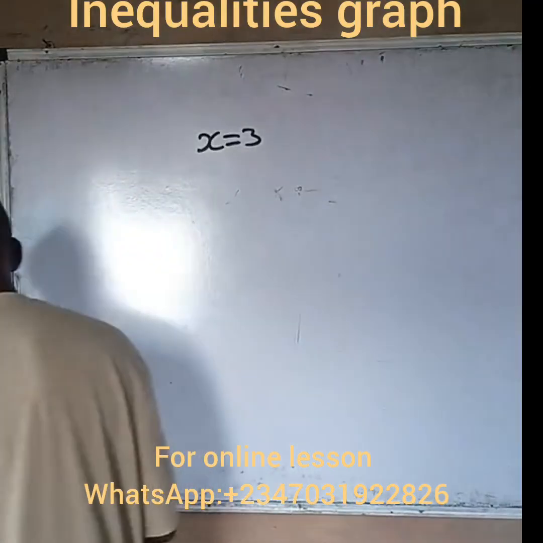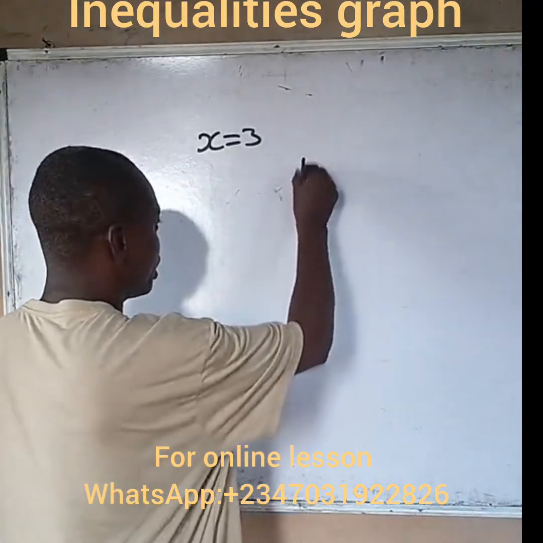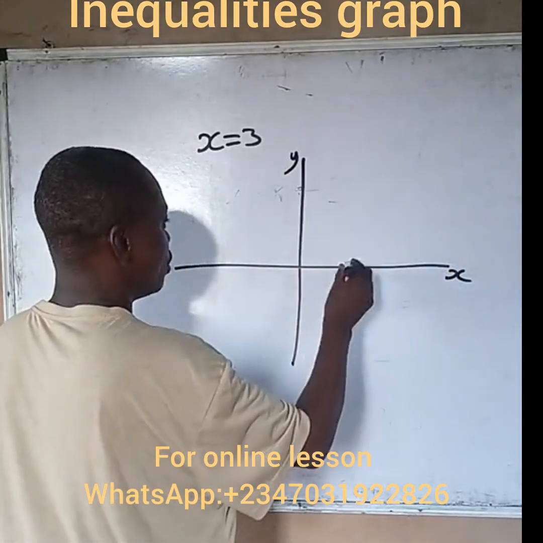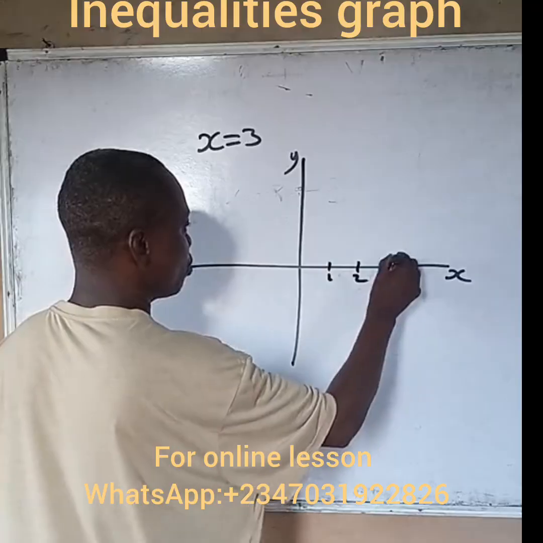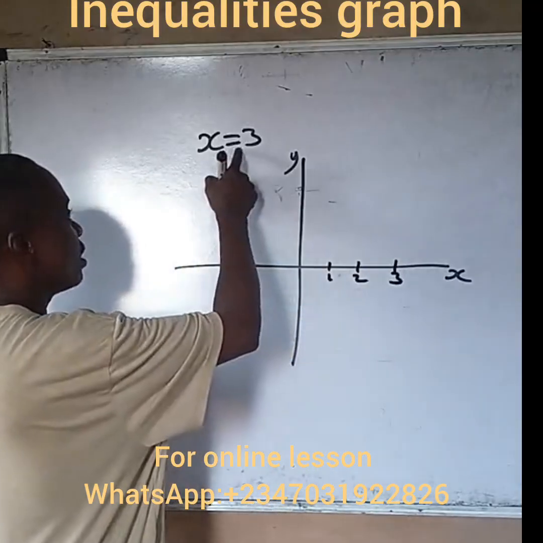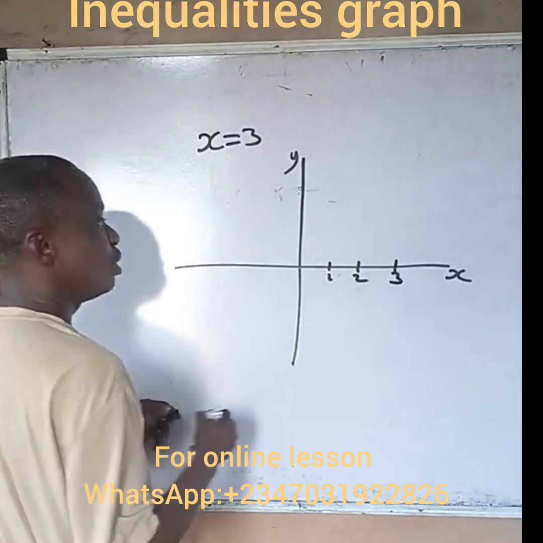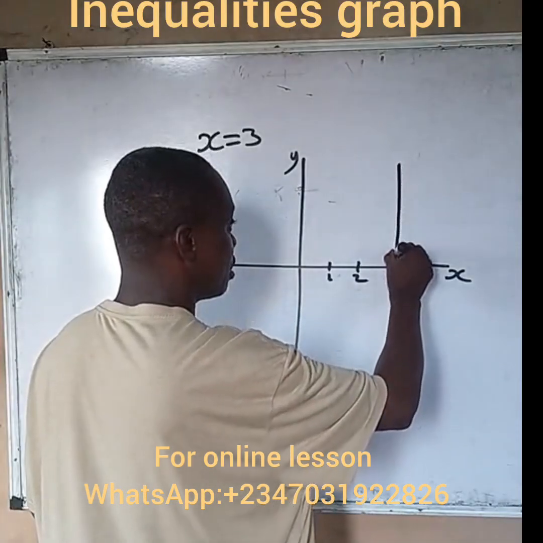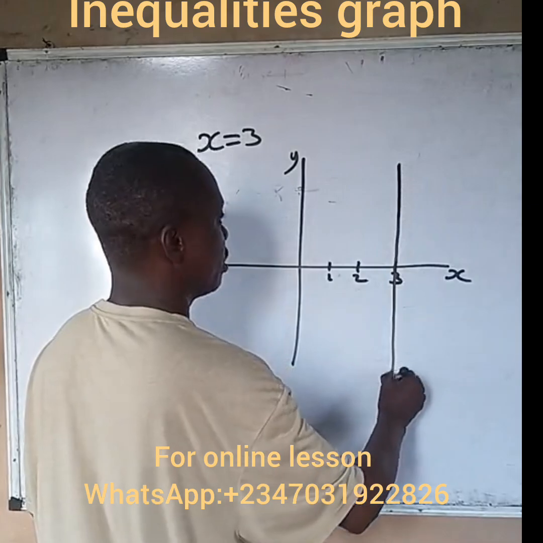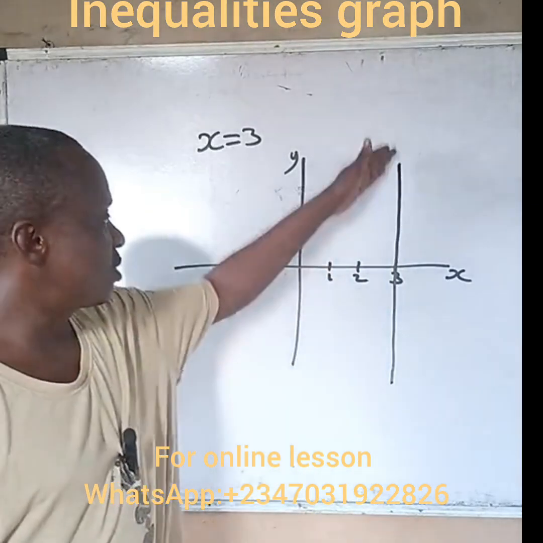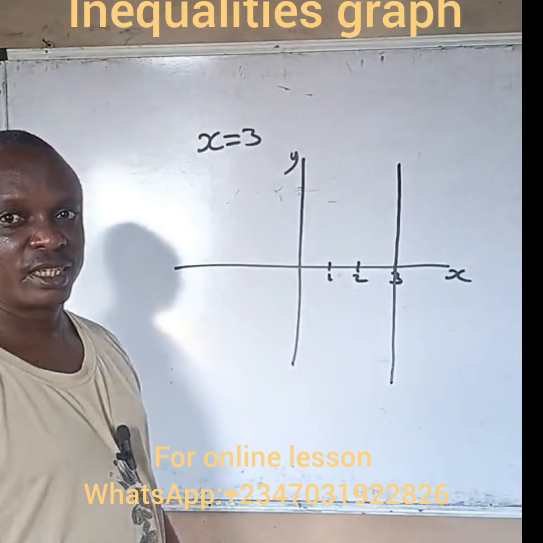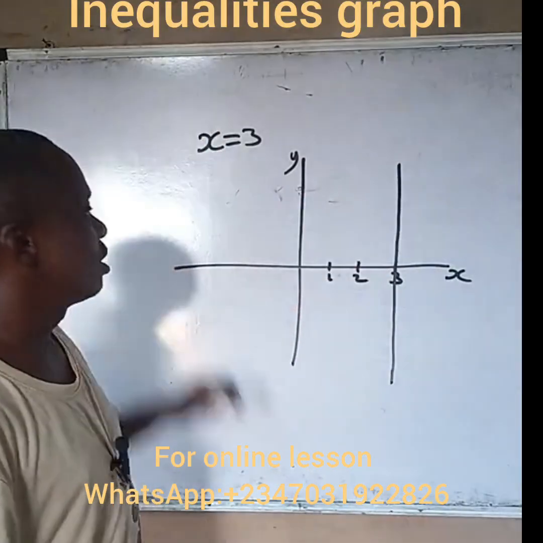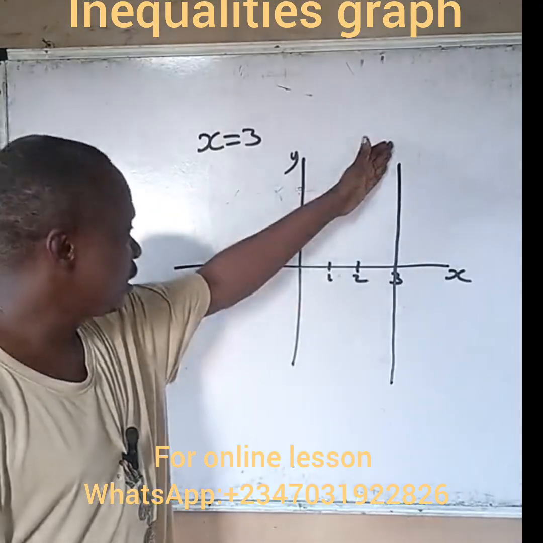So if I am asked to draw the line of x equals to 3, this is my x, this is my y. So this is 1, let's say this is 2, this is 3. Drawing x equal to 3, all I need to do is to draw a full line across the 3. This one now is x equal to 3. Is that clear? So this is the solution.